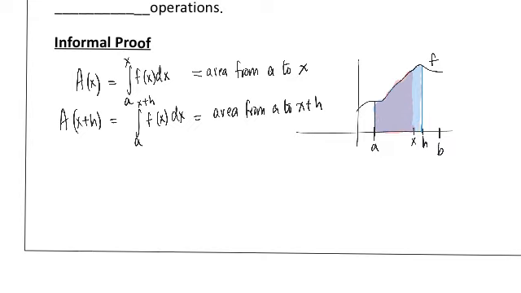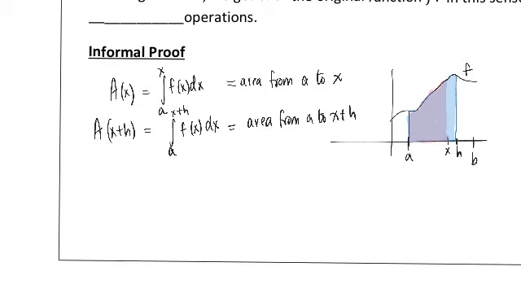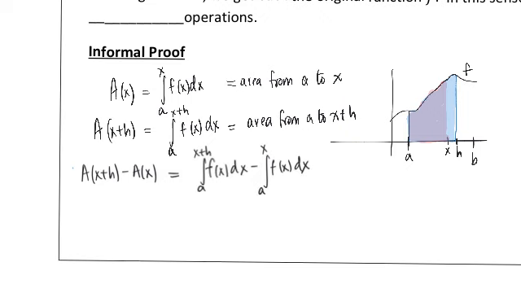So if I subtract A of x from A of x plus h, A of x plus h minus A of x, I would have the second integral minus the first integral. And this would represent this area here, this green shaded area, or maybe I want to make it something brighter, maybe this yellow shaded area, right? This sliver, because the second integral represents all the way to x plus h, and the first integral represents just to x. So the subtraction, the difference, is going to represent the area in between x and x plus h.